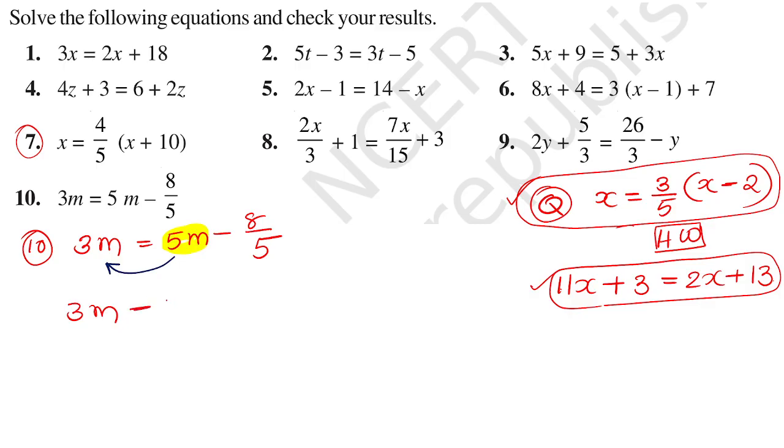Adida, very good, your answer is correct. 3m minus 5m equal to minus 8 by 5. That minus 8 by 5 is not transferred. It remains on the right side without any change. Only the 5m is taken. Adida, you can try the other questions, then 8 and 9. Okay.